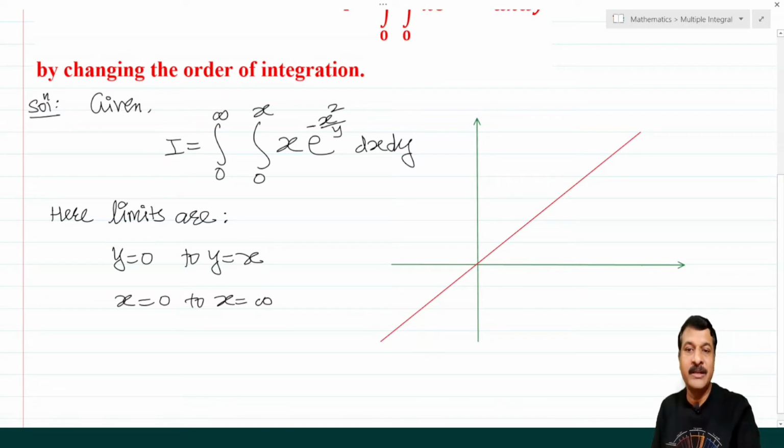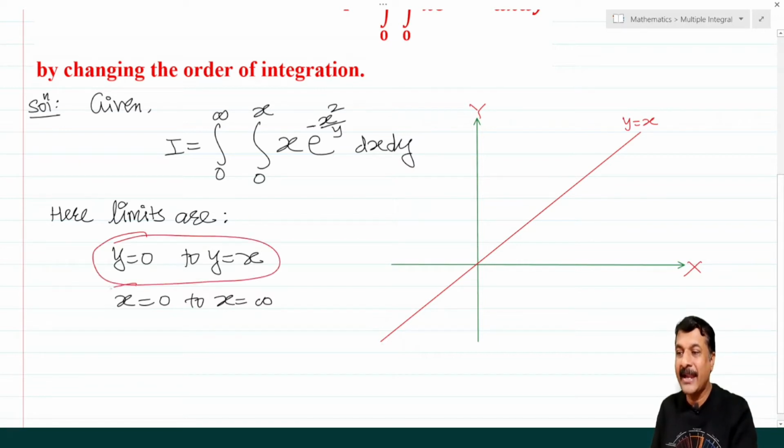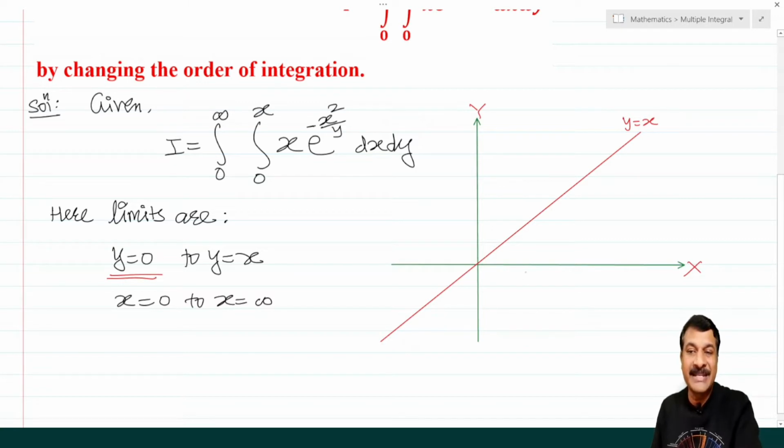Here is the x axis, this is the y axis, and this is the line x equal to y, or y equal to x. Here y varies and x is constant. In the given limits, y varies and x is constant. X constant means the strip is cut to the x axis, so the given strip is vertical. That vertical strip is from y equal to 0, which is the x axis, to y equal to x, which is this line.